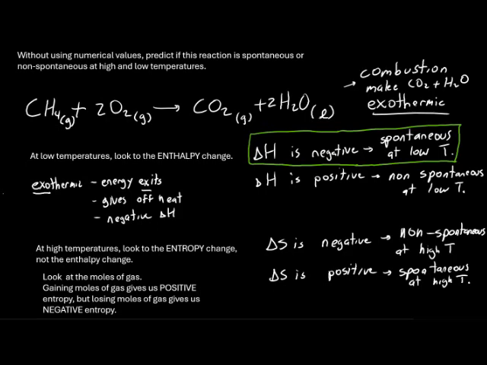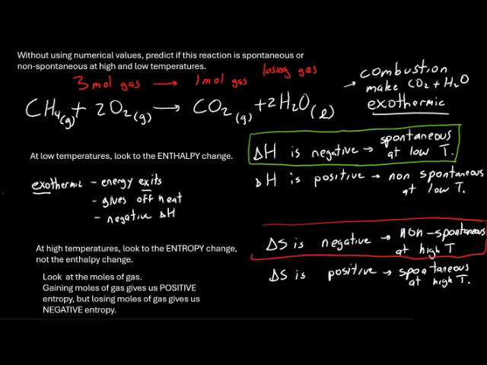If we look at this equation, we can see on the left side of the equation, we have 1 mole of CH4 and 2 moles of O2, giving us a total of 3 moles of gas. On the right side, we have 1 mole of CO2, but 2 moles of liquid water, and so we're going down to only 1 mole of gas. This tells us that our entropy must be going down because we are losing gas. We will say our delta S for this process will be negative. Therefore, this process is not spontaneous at high temperature, but it is spontaneous at low temperature.